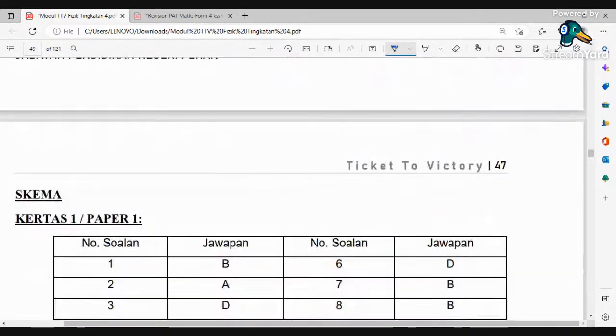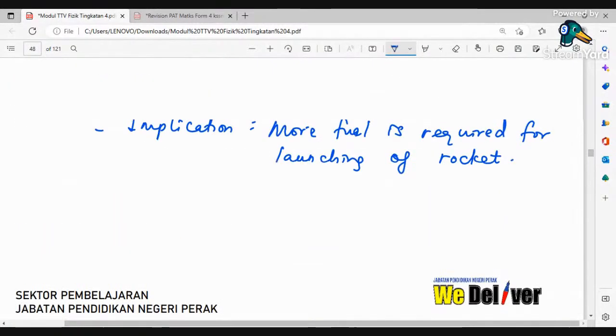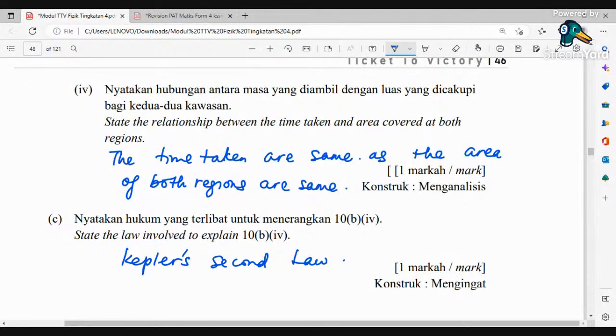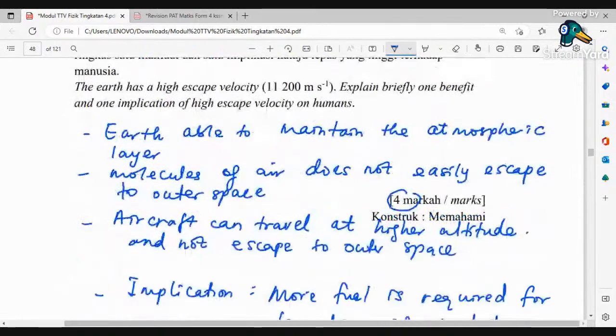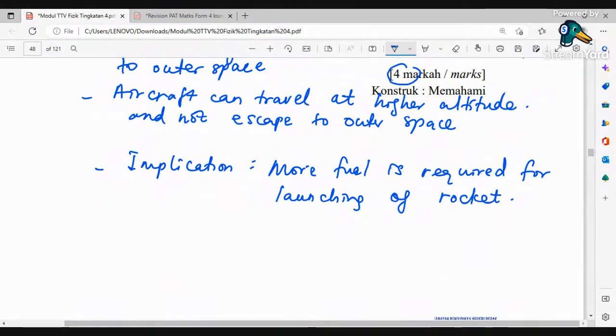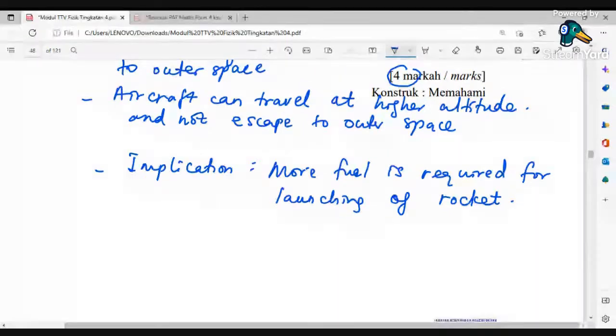Okay, okay, let's look at the last question. Ada tak last lagi? Okay, ada soalan yang tak ada di sini. Okay, so for topic here, I think that's all. Untuk topik gravitation, okay, so if no question, then I will end live now.